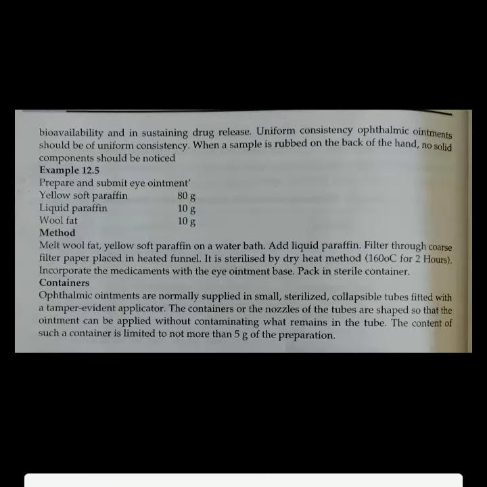Uniform consistency. Ophthalmic ointment should be of uniform consistency. When a sample is rubbed on the back of the hand, no solid components should be noticed and no irritation should occur. Okay, here are examples of eye ointment.